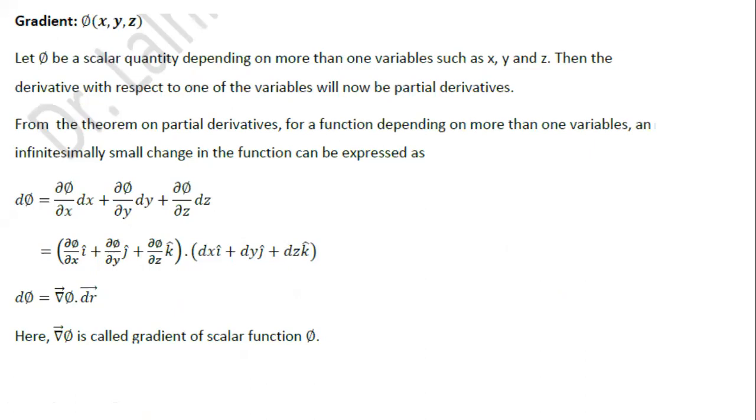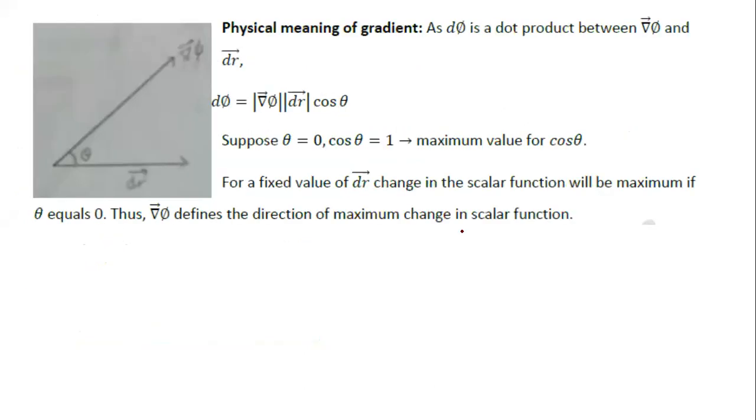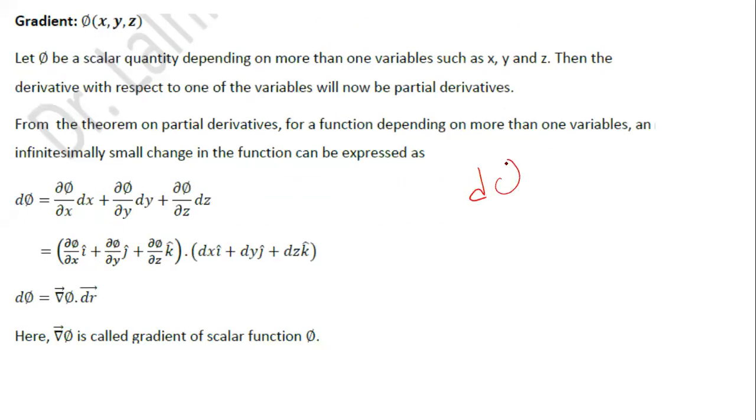Okay, now let us talk about this gradient. I hope I can complete this gradient in about 5 minutes. As I said, phi is a scalar function which depends on x, y, and z. When you consider a change in the function, the change is called d phi. D phi represents an infinitesimally small change in the function phi.